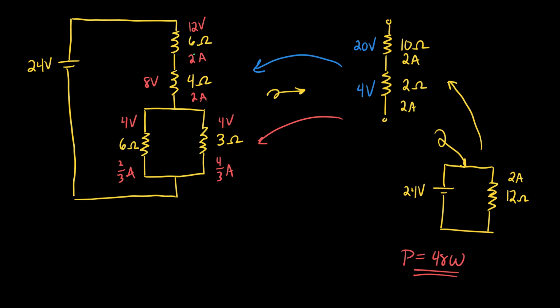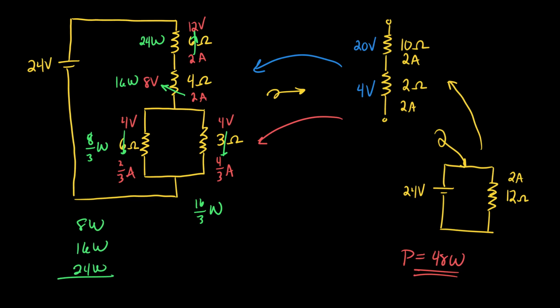2 times 12 here, that's going to be 24 watts. 2 times 8 here, 16 watts. 4 times 2/3 is 8/3 watts. And 4 times 4/3 is 16/3 watts. 16/3 and 8/3 is 24/3. 24 divided by 3 is 8. So that's 8 watts there, plus 16 watts, plus 24 watts. 48.